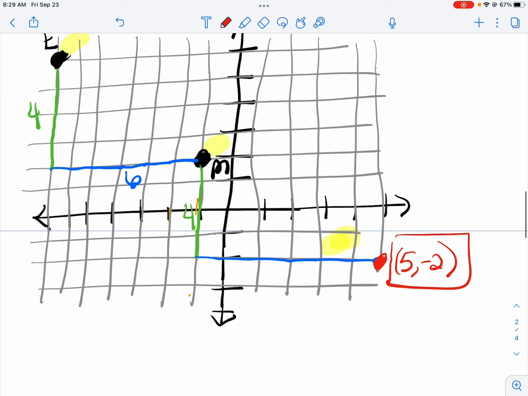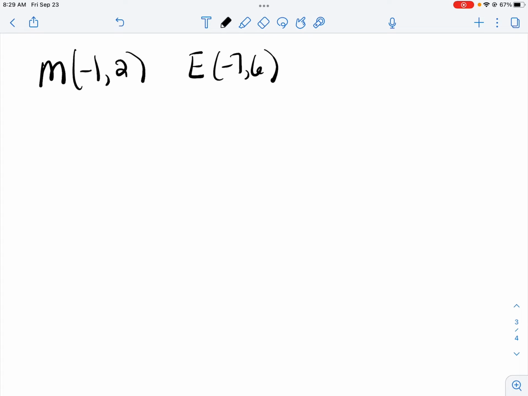Now, another way that you can work this same problem is using equations. I like the graph because it gives students a visual picture of what's happening, but we can also use an equation. So our midpoint was (-1, 2), and our endpoint, I'll just call it E, is (-7, 6). Our formula for midpoint is this.